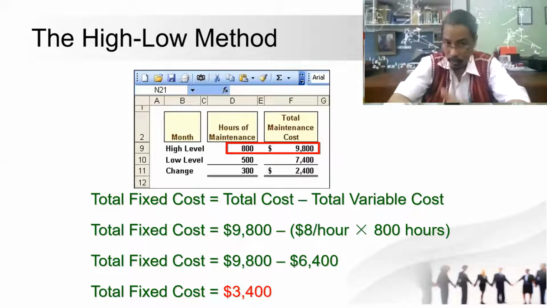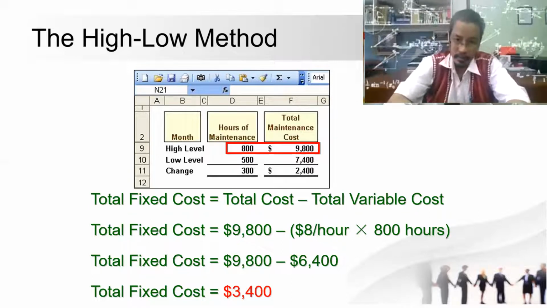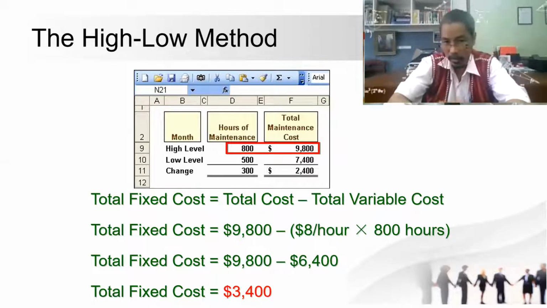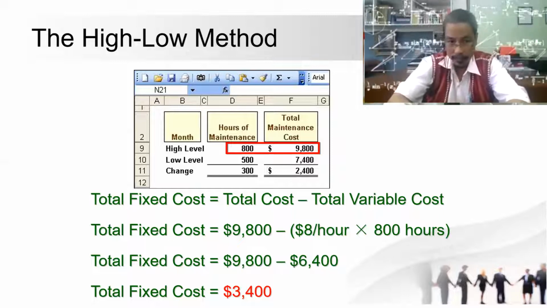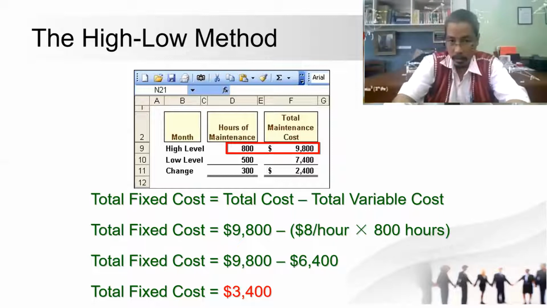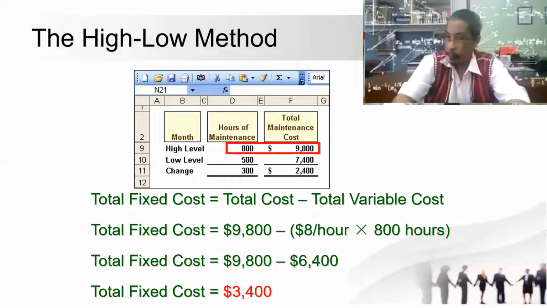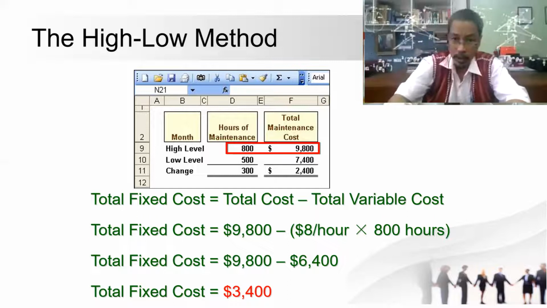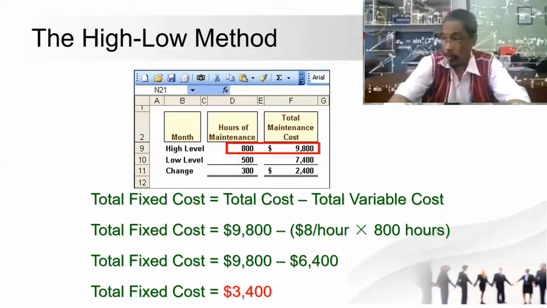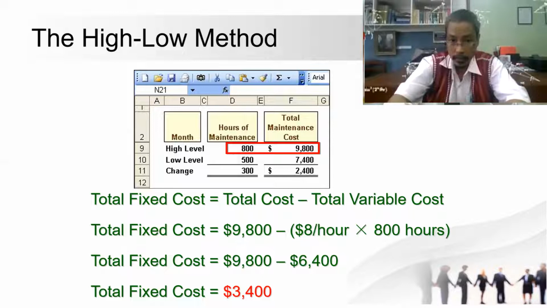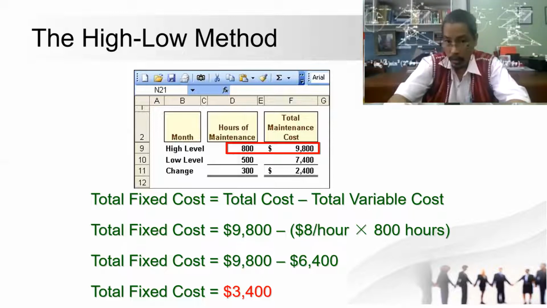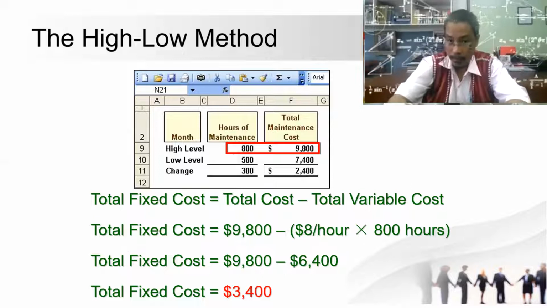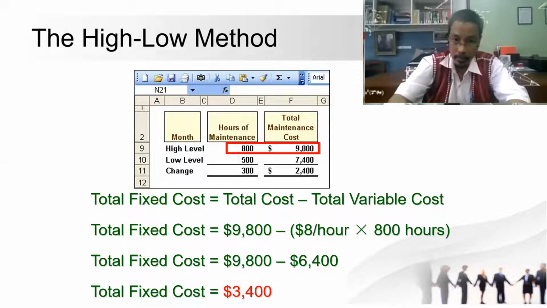Total fixed cost minus total variable cost. How much is the total variable cost? Let us subtract. That is 0.1, and the maximum is 120, so that is 120,000, 0.1 per unit. So how much is that?